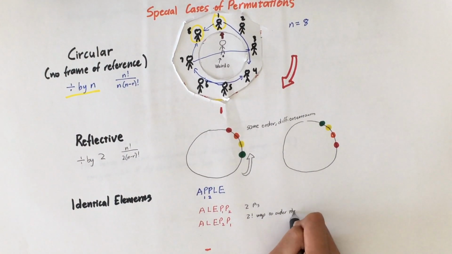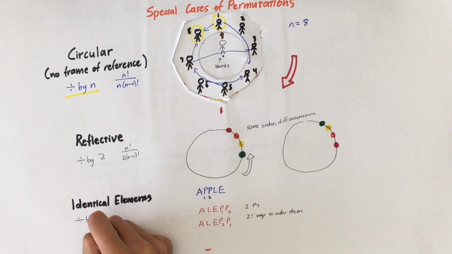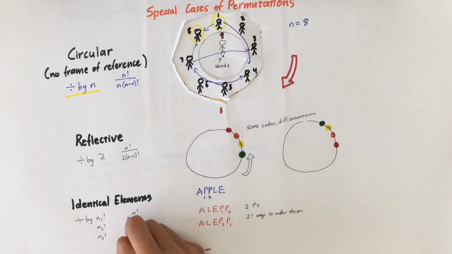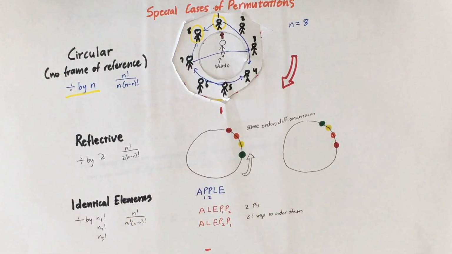There's 2 P's, which means there's 2 factorial ways to order them. So if you have n1 identical elements, there's n1 factorial ways to arrange them. So to prevent unnecessary permutations, you just divide by n1 factorial to get rid of all the extra orders that have the same letters. And you would repeat this for each group of identical elements.